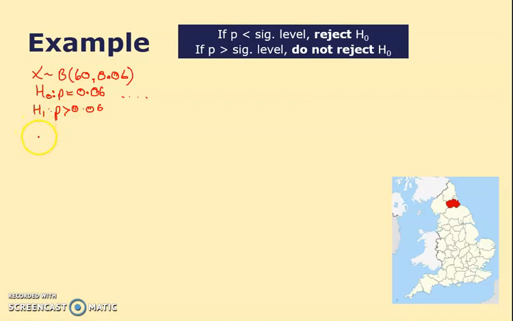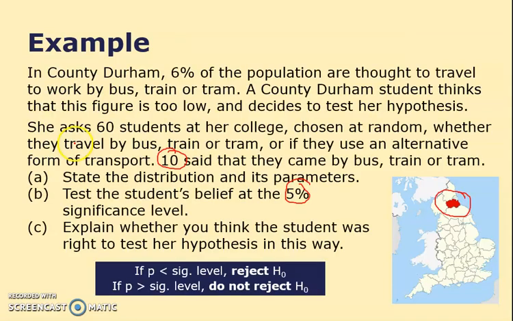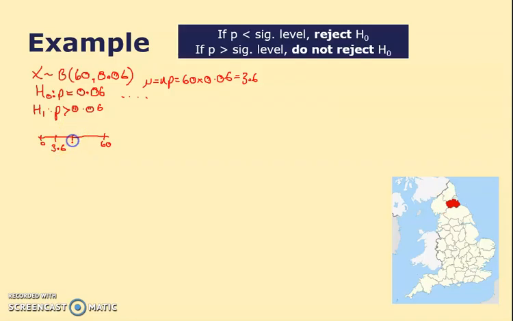Now, what did we get? Having got this, we could have got anything from 0 up to 60. We do that calculation again. mu equals np, which is 60 times 0.06, which is 3.6. That's how many I expected to get this time. But in actual fact, I got more than 3.6. I think it said we got 10. Yes, 10. It's quite a lot more.